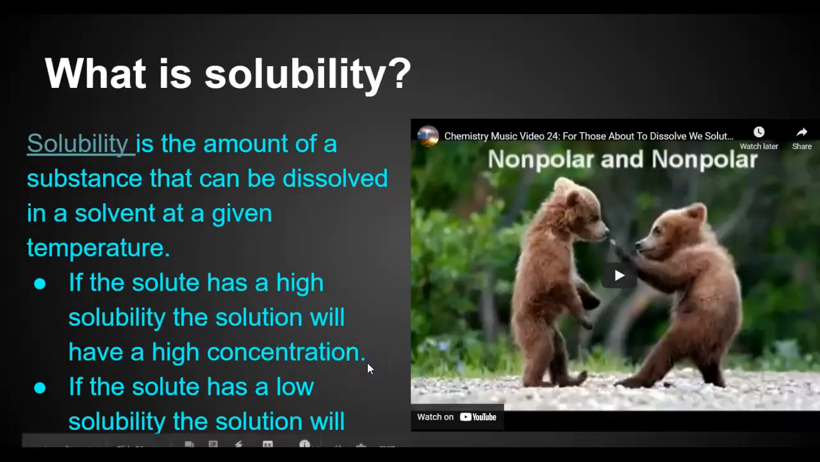Solubility is the amount of substance that can be dissolved in a solvent at a given temperature. If the solute has high solubility, the solution will have a high concentration. Sometimes you get a low solubility and then you get a low concentration.